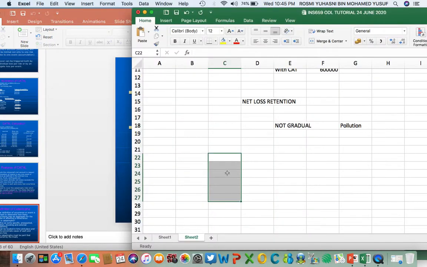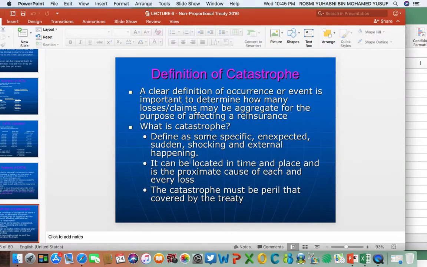If, let's say, flood originates from inside the premises, for example as a result of bursting of pipes inside the premises causing flood, that is not catastrophic. So remember what is specific, what is unexpected, what is sudden, what is shocking, and what is external happening. And again, as I mentioned earlier, the event can be located in time. You can specifically detect when it starts, for example at 12 in the afternoon. And it can be located in place, the exact location.